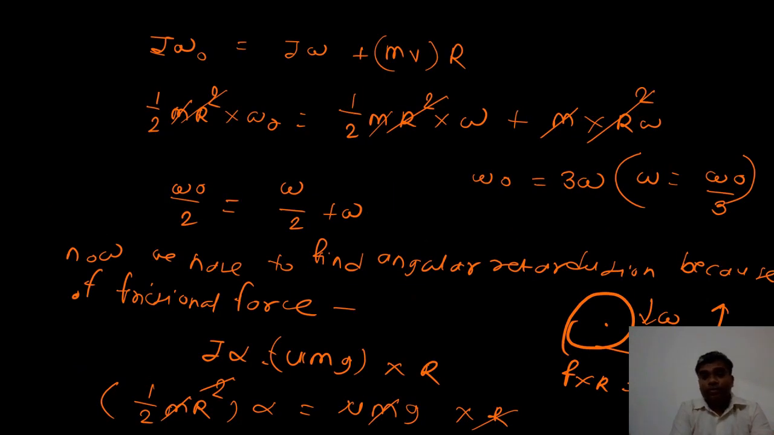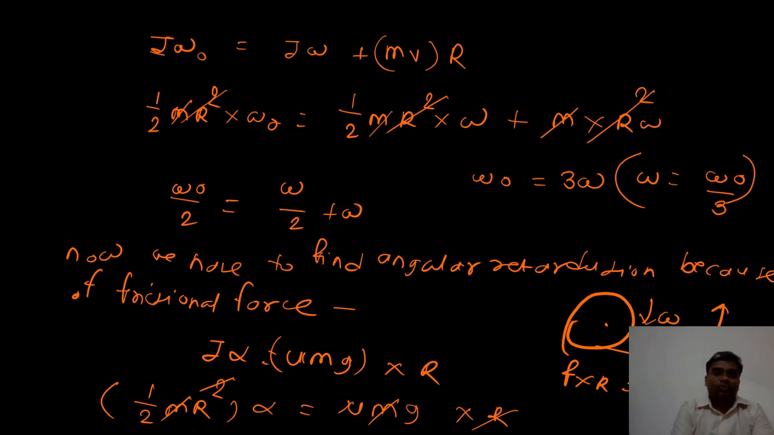Here we use the conservation of angular momentum method. That means Li is equal to Lf, where Li is the initial angular momentum and Lf is the final angular momentum. The angular momentum of the body having angular velocity is I omega naught. Initially the body has only angular velocity. Then when it starts pure rolling, it has linear velocity also. So I omega plus mv into r.